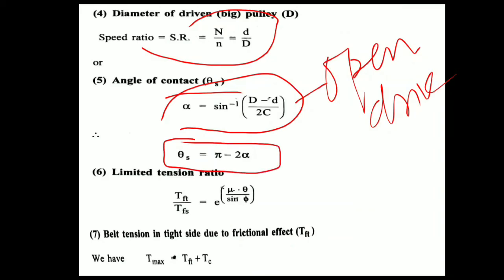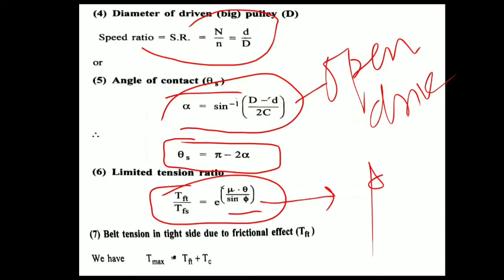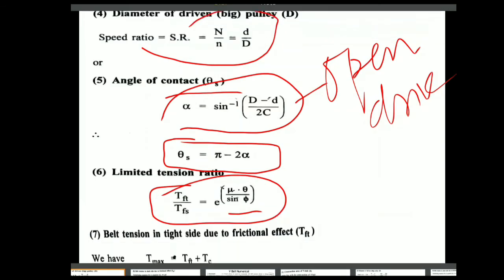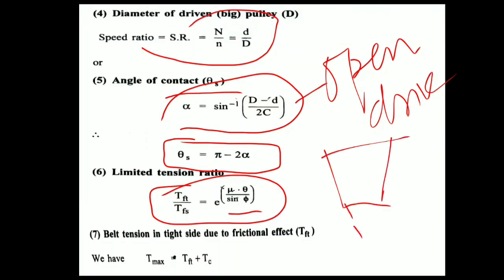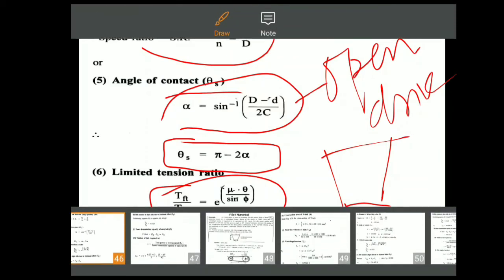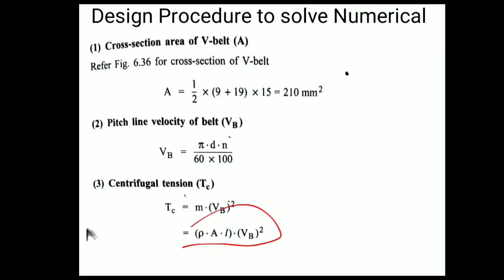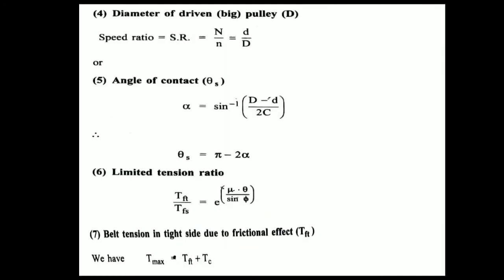Sixth, T1 by T2 is equal to e raised to mu theta. Generally we take that, but here we have to take e raised to mu theta divided by sine of phi. So what is phi? It is the groove angle. Which groove? See, this is the V belt, and this will be the dotted line. So this phi is called the groove angle, and we need to consider that. That's why here it is e raised to mu theta divided by sine phi. So keep in mind these two additions: T1 by T2 with e raised to mu theta over sine phi, and Tc. Here we get the limiting tension, through which we can calculate T1 and T2.